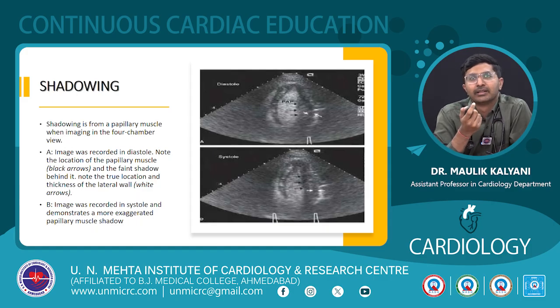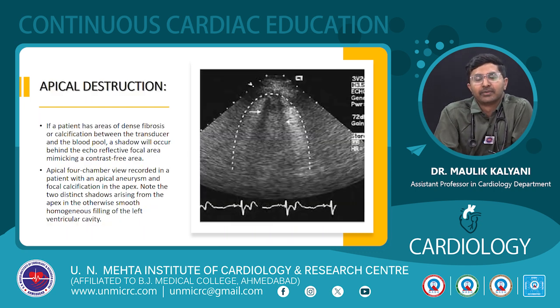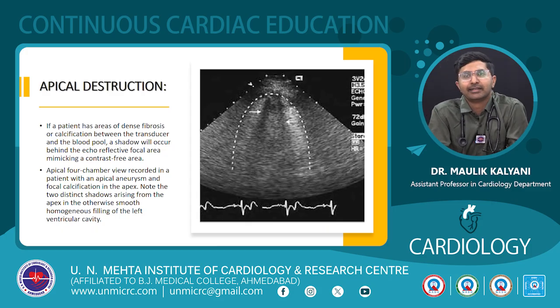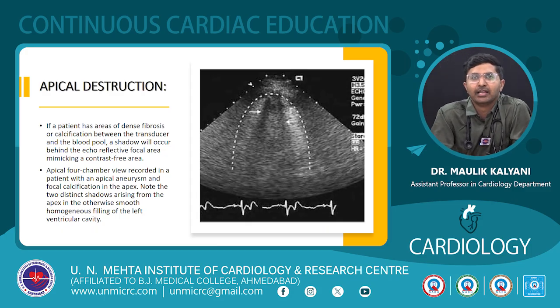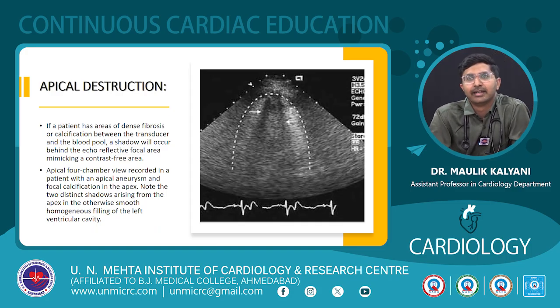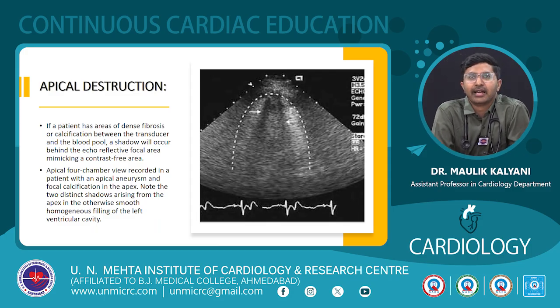Sometimes this can be avoided by using the other views like 2-chamber views, and also by decreasing the intensity of the infusion. Next is the apical destruction. Apical destruction means there is a hypoechoic area in the apex, and it is because either there is a calcified structure that is present around the apex, or there is a calcified apex, or any other distal calcification. So it results in the acoustic shadowing.